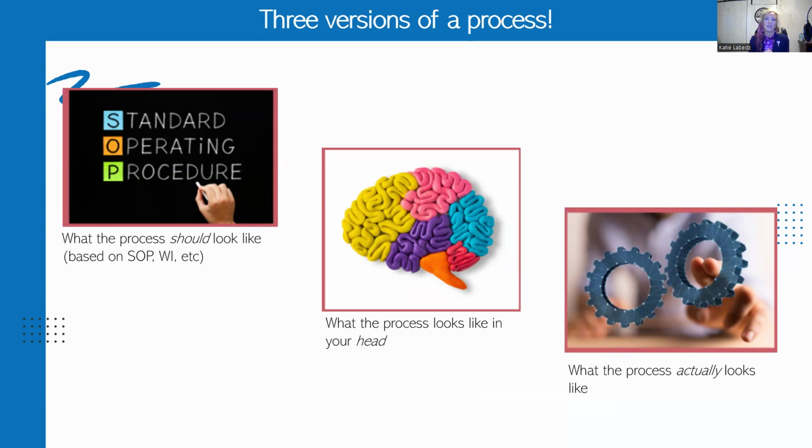The third version of the process is what the process actually looks like when we go to document it step by step in a value stream map. Now, guess what? All 3 versions of that process could look completely different. And our goal is for them all to look the same.